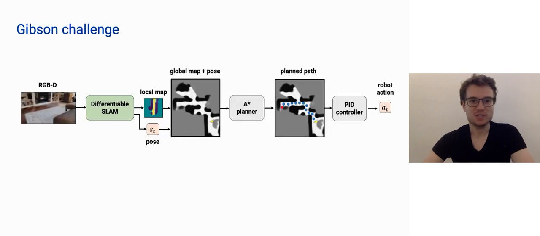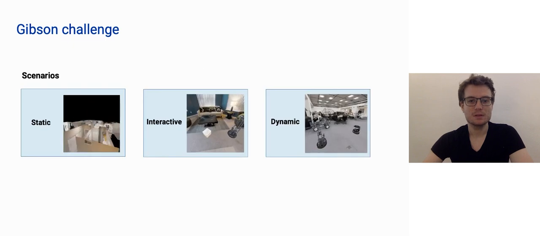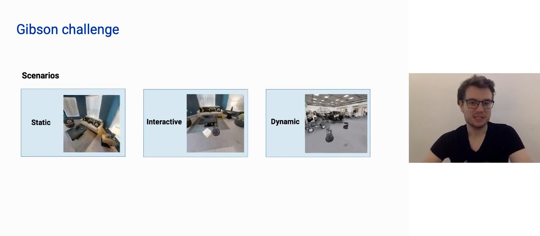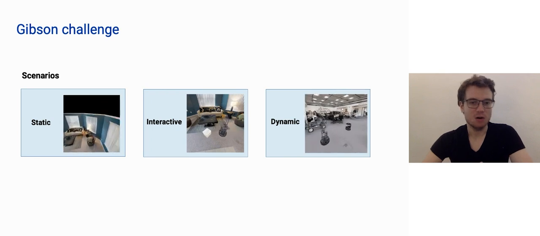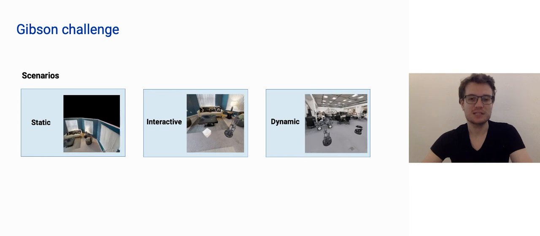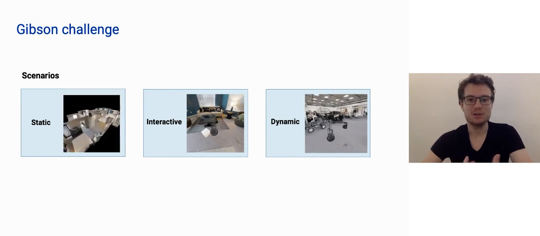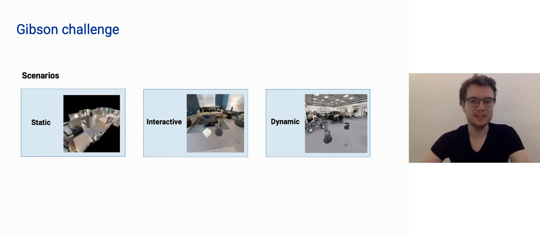Moving on to the Gibson challenge, here the robot location is directly observed, so we only use the mapping component of our differentiable SLAM approach. The challenge features 3 different scenarios, as shown here: static, interactive, and dynamic. The only strategy we used for these scenarios was to leverage our task-oriented setup so that our mapper learned to distinguish interactive objects from obstacles and did not add them to the map.